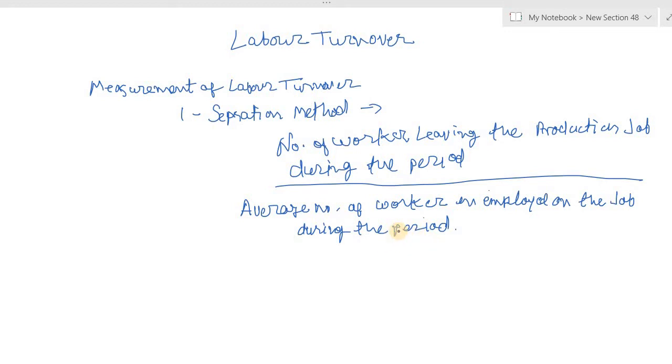If the number obtained by this formula is multiplied by 100, the labor turnover rate is obtained in percent form. Okay. This is the separation method of measurement of labor turnover. Now the second method is the replacement method.